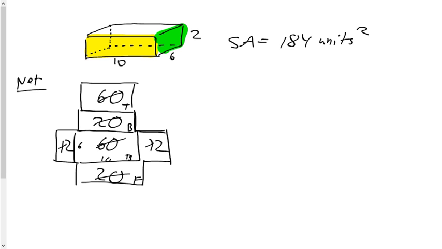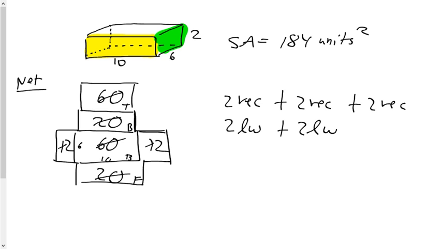Now there is an easier way to do it rather than drawing a net. You can use a formula. So we have 2 rectangles that make up the front and back, and we have 2 rectangles that make up the left and right, and we have 2 rectangles that make up the top and bottom. So since a rectangle's formula is length times width, we have 2 LWs plus 2 more LWs plus 2 more LWs, because that makes 6 rectangles in total. And I'm going to put a TB here to represent the top and bottom, which is a matching pair, the FB, which is the front and back, and the LR, which is your left and right.